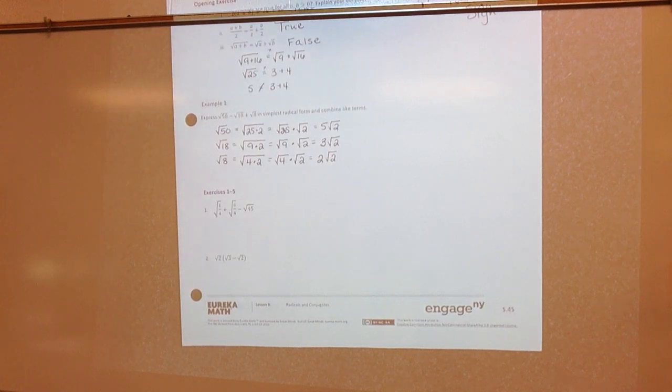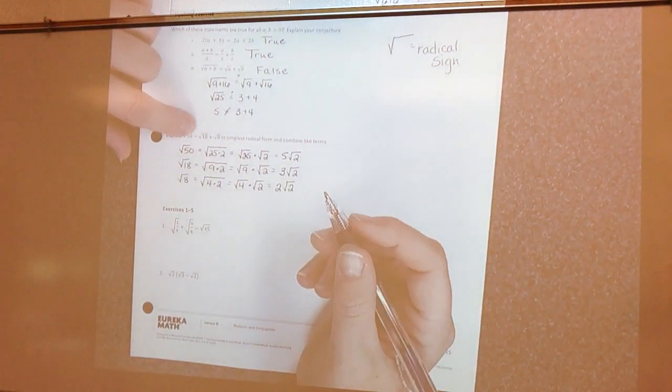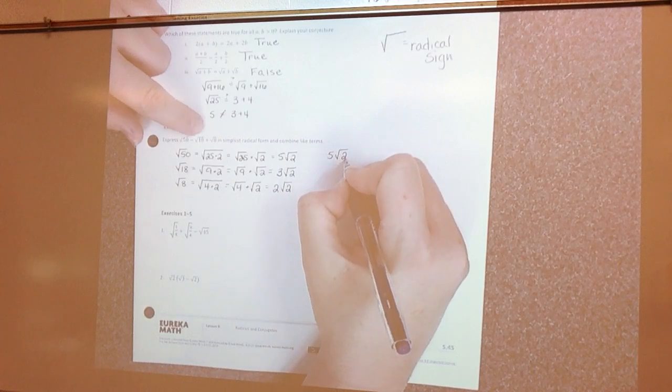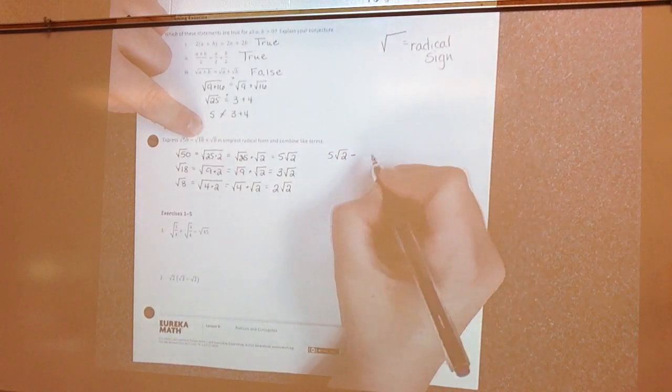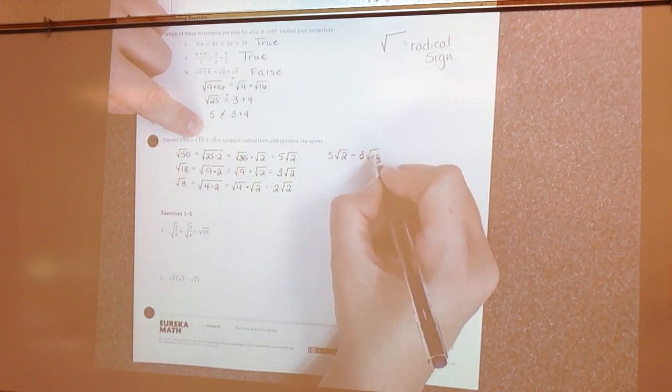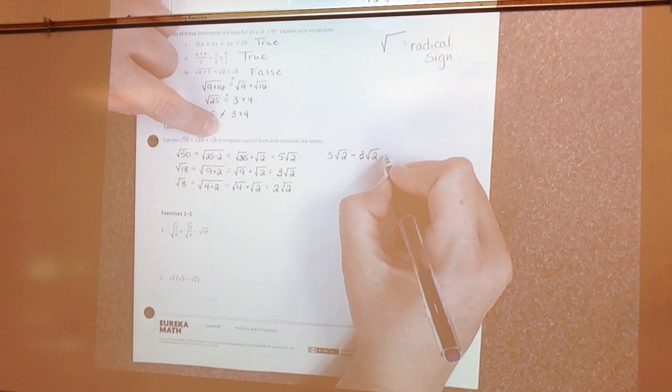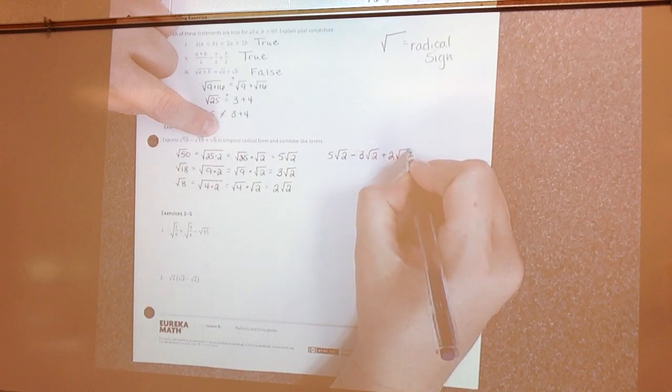So now, here's what I can do. I can take and rewrite this. So the square root of 50 was 5 square root of 2, minus the square root of 18, which was 3 square root of 2, plus the square root of 8, which was 2 square root of 2.